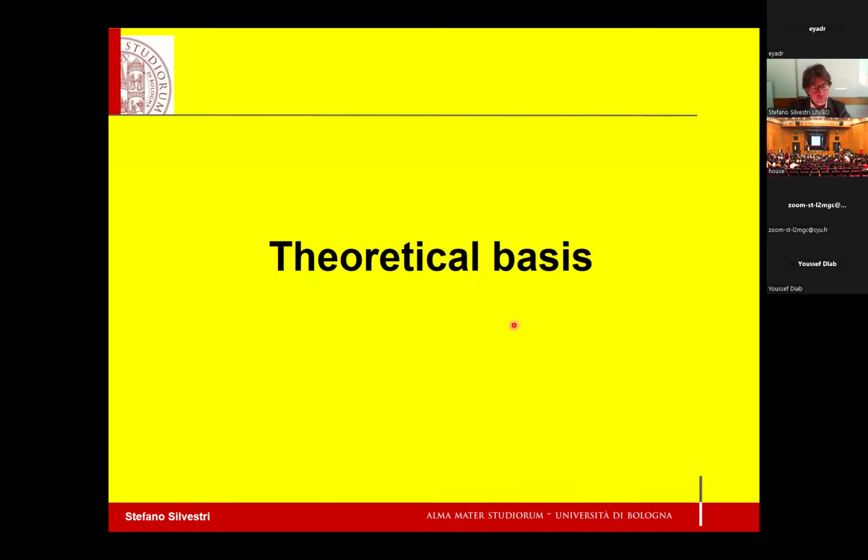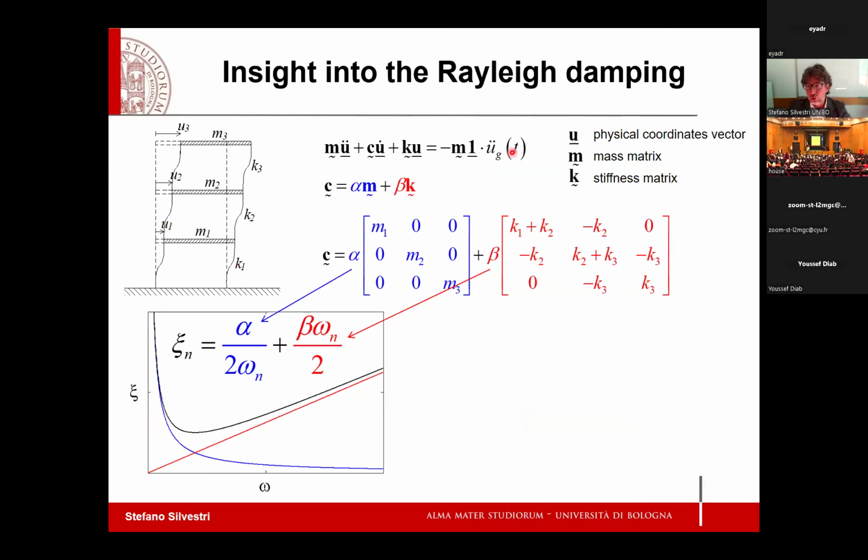Okay, so just a theoretical base. I would like to give you just some ideas that maybe you can find in my papers, or you can think about them. You know that Rayleigh damping in structural dynamics sees the damping matrix C as made up of a mass proportional component and a stiffness proportional component. And they are characterized by different behavior of the damping ratio with respect to the frequencies of the structure.